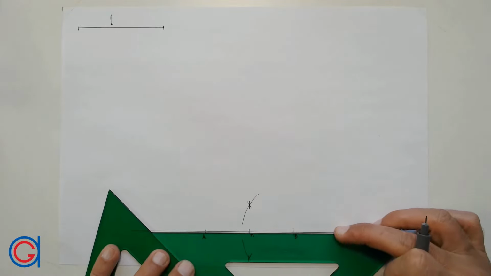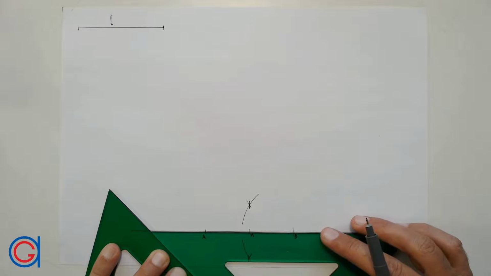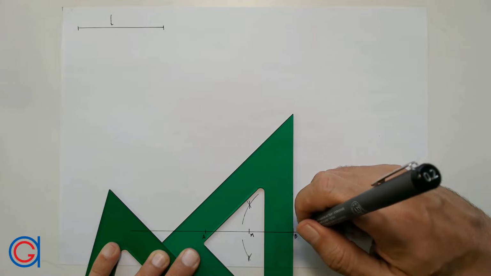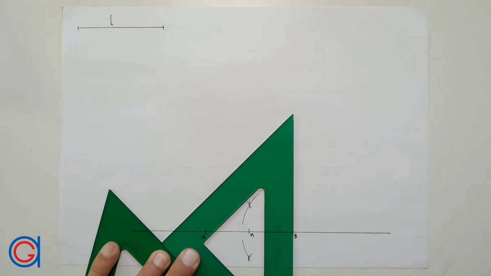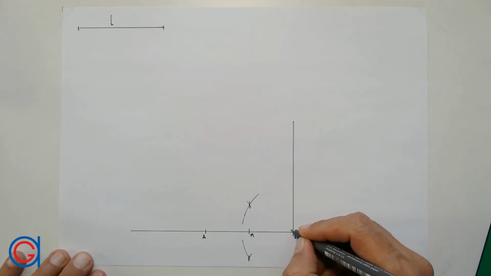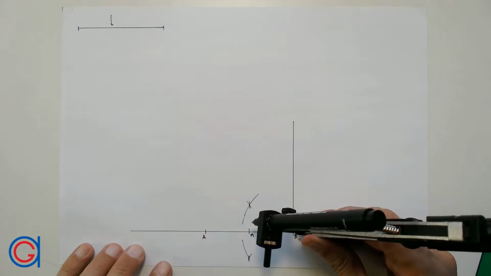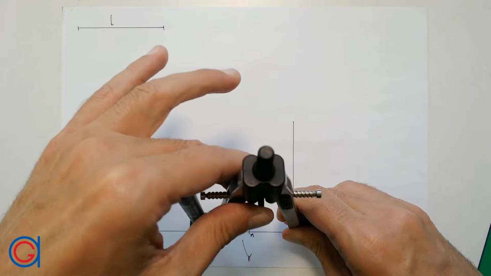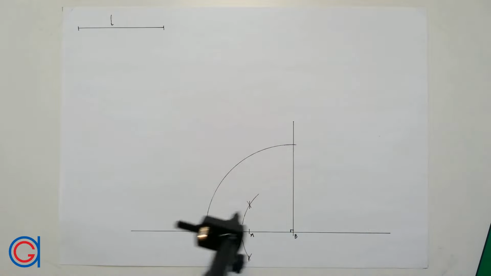Okay, so now let's draw a perpendicular line starting from point B using our set squares. This line must be longer than the line segment AB. So now, setting the compass on point B and with a radius of AB, we are going to scribe an arc to the right until it cuts the vertical line at a new point, which we will call point P.